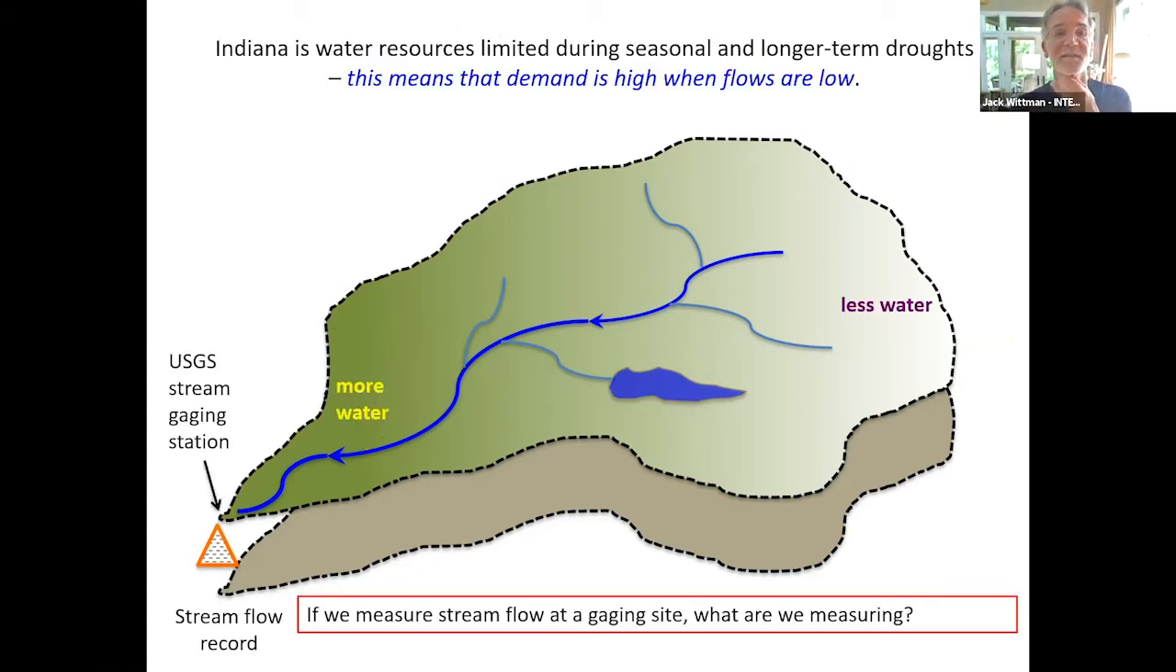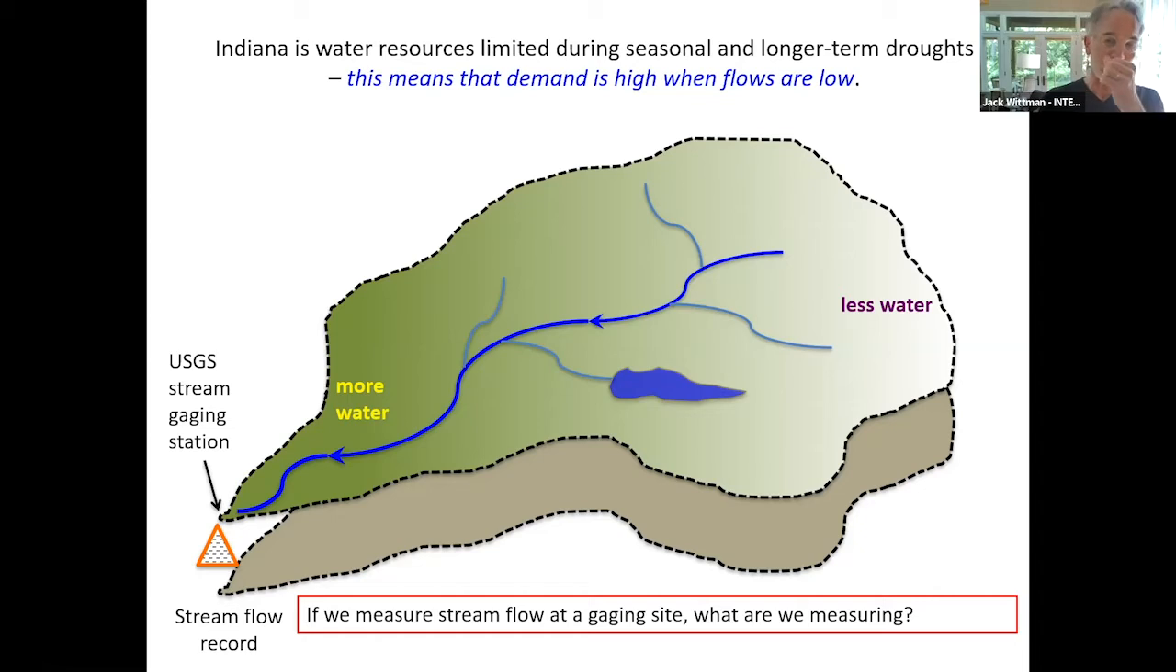So in Indiana, it has resources that are limited during seasonal and long-term droughts. So just to clarify and make this obvious, when the demand for water is highest, stream flow is lowest. So July, August, September is when we use the most water. And it just isn't coincidence that that's also when there is the least water to use.